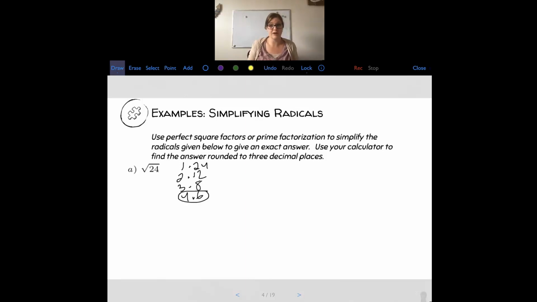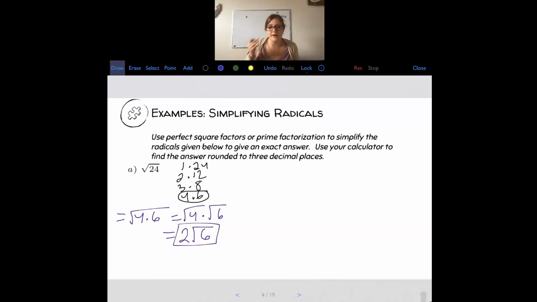4 is a perfect square because 2 times 2 is 4. So then what we can do is rewrite this as the square root of 4 times 6. Remember, 4 times 6 is 24. And we can break this up. The square root of 4 is 2, and this is still being multiplied by the square root of 6. So the final answer here is 2 square root of 6.